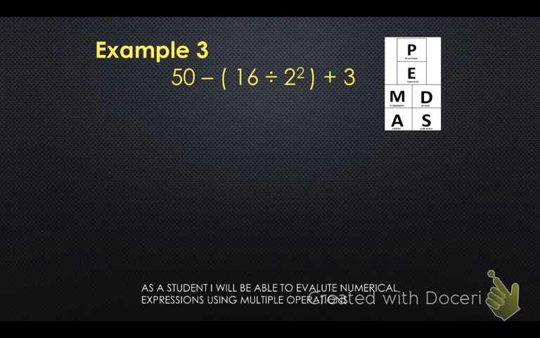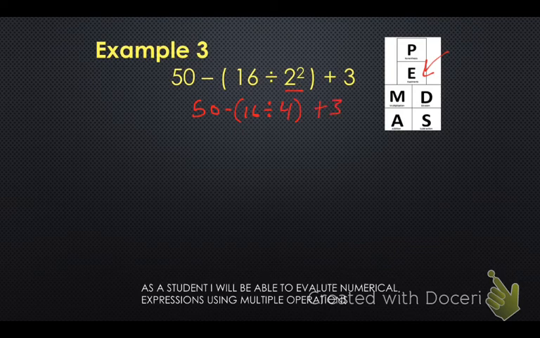So inside our parentheses, we have an exponent and division. Well, which one comes first along our order of operations? And that would be our exponent. So the first thing you're going to do is the exponent. So we have 50 minus, in parentheses, 16 divided by, what's 2 squared? Well, 2 squared is 2 times 2, which is 4, plus 3.